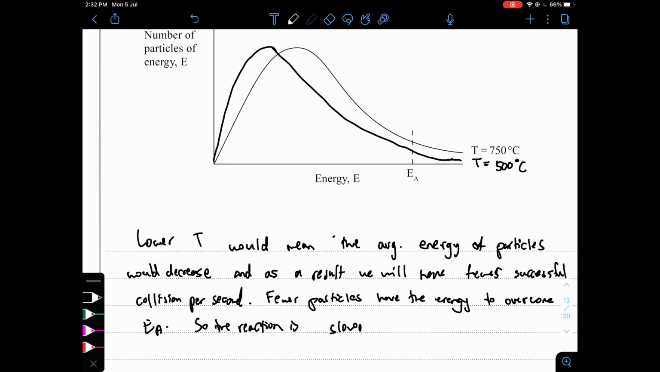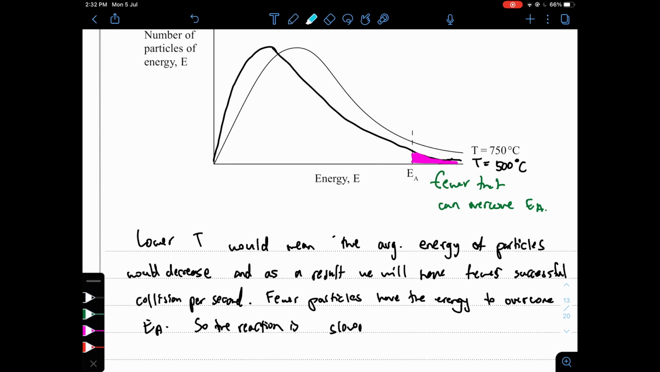And you can see all of this in the diagram. You can see here that there's a small number of particles now compared to the previous. All of this was included before. So all of these molecules before had enough energy to take part in the reaction, but because we decreased it to 500, we have a significantly smaller amount of particles. Fewer particles can overcome EA, the activation energy. So the reaction rate is slower.